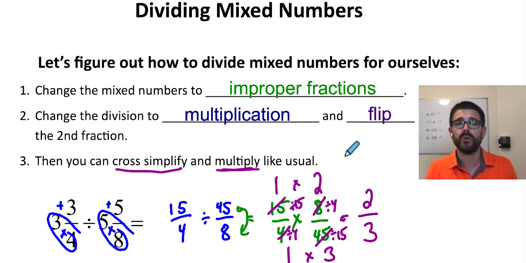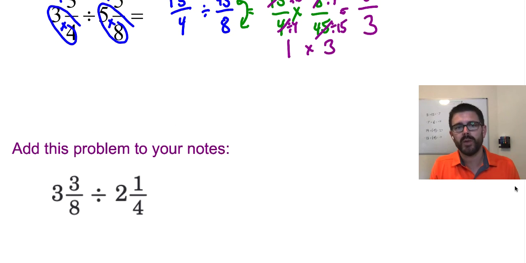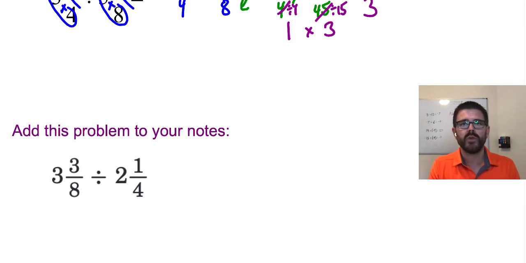All right, so step 1, turn them into improper fractions. Step 2, rewrite the division problem as multiplication. Step 3, cross simplify and go ahead and multiply. So go down on your piece of paper, and let's do one more. So this one's not in your notes, but I want you to write this problem down, and then we're going to go through it together.